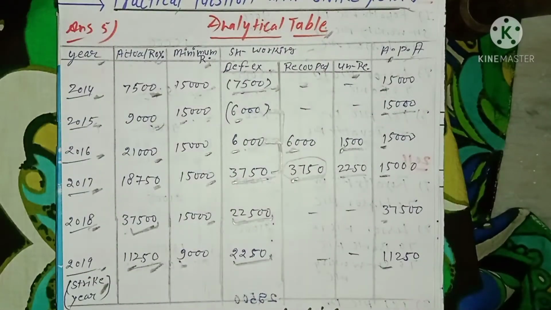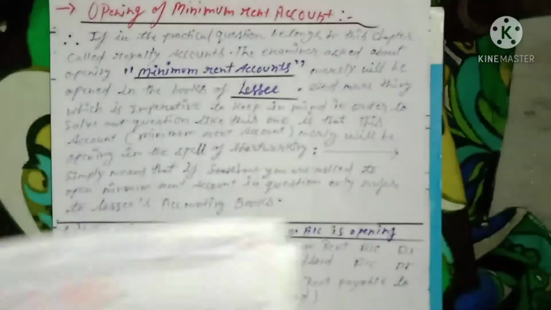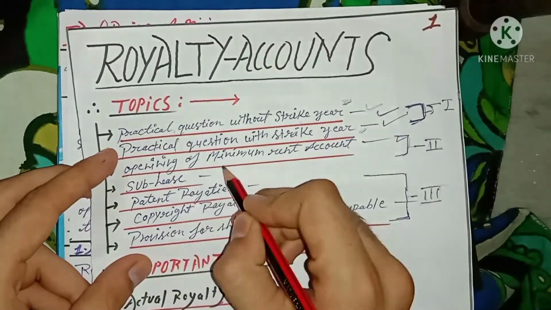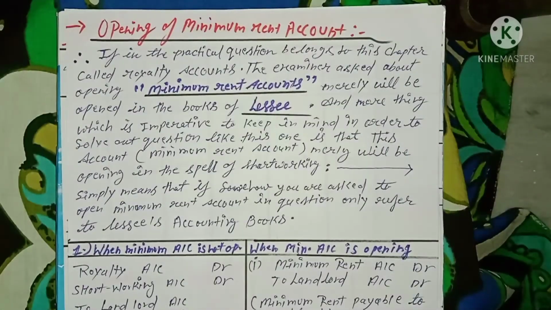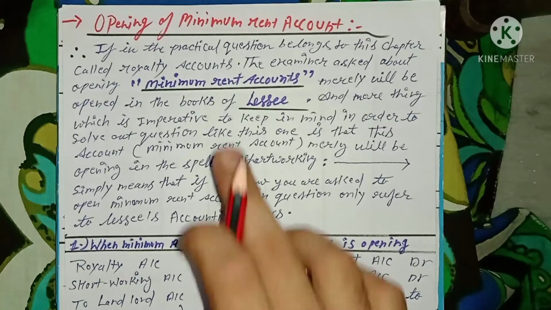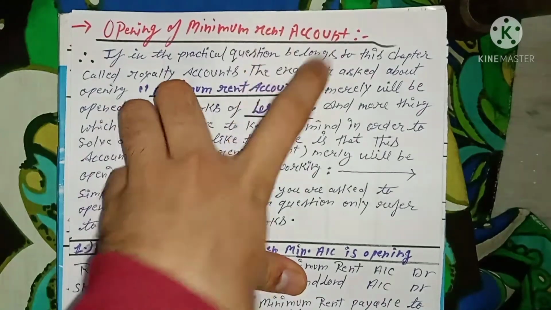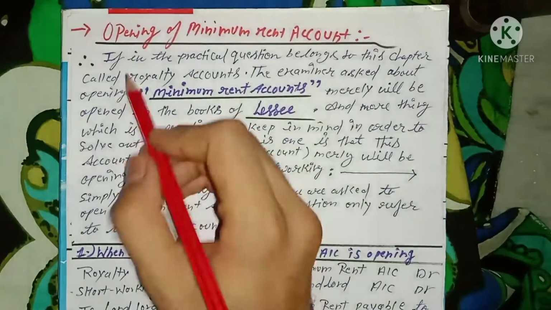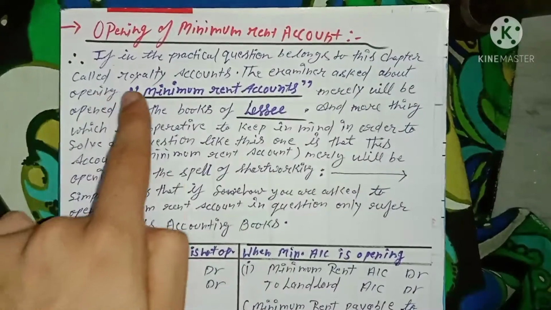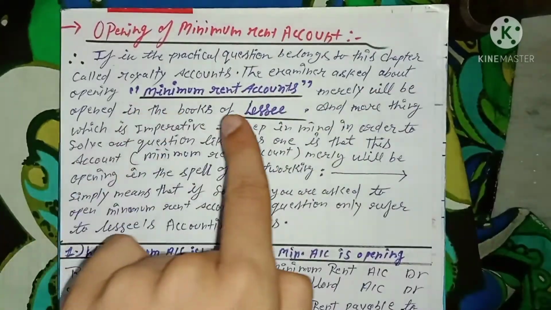Now, today I would like to come to the third topic of this chapter, which is the opening of the minimum rent account. But before we go on, I would like to give you a little intro about this topic: what the meaning of minimum rent is, how it works, and why we need to open an account of minimum rent. In a practical question belonging to this chapter, the examiner may ask about opening a minimum rent account.